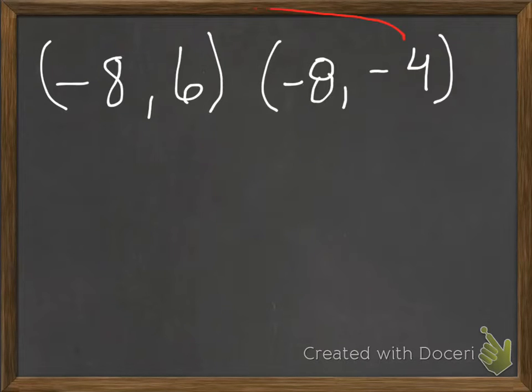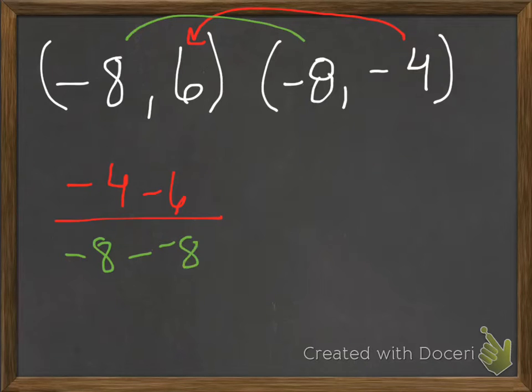Alright, hopefully you said negative 4 minus 6. And negative 8 minus a negative 8. So negative 4 minus 6, that's going to be a negative 10. Negative 8 minus a negative. Minus a negative makes plus. What is negative 8 plus 8? Well, if you owe me 8 and then you pay 8, that means you owe me 0. And what happens when 0 is under?